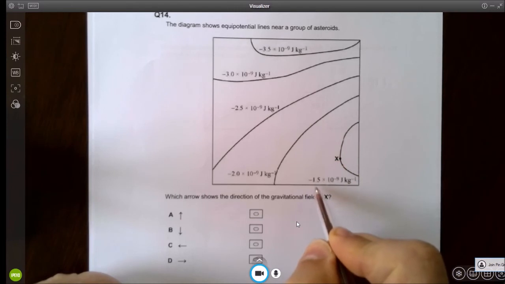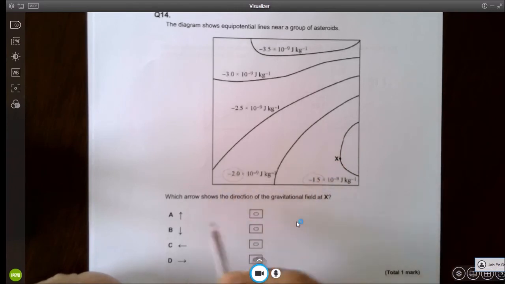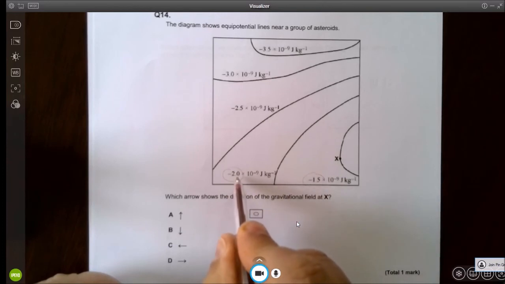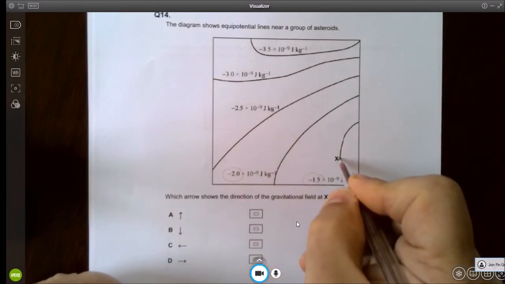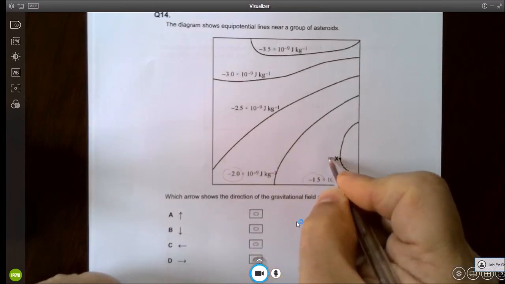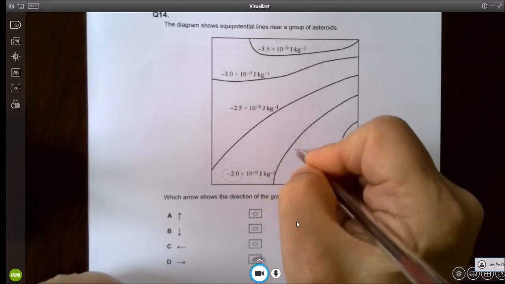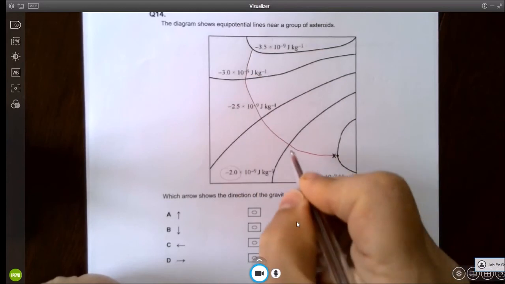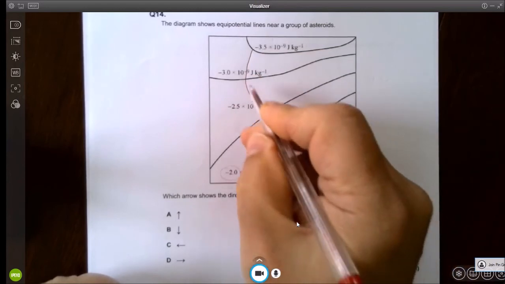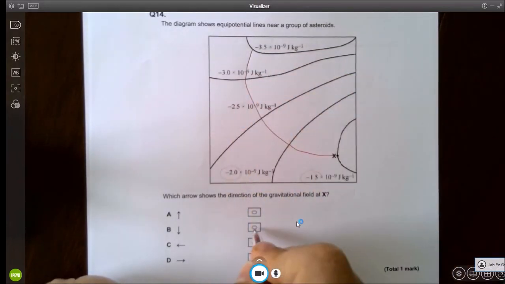So that's where the numbers help you. So this is minus 1.5, this is minus 2, so this is a lower potential, so that's closer to the object, that's the downhill if you like. So it's going to roll in this direction. It's probably going to follow a path something like this, but it's got to go perpendicular to these contour lines. So C is the answer.